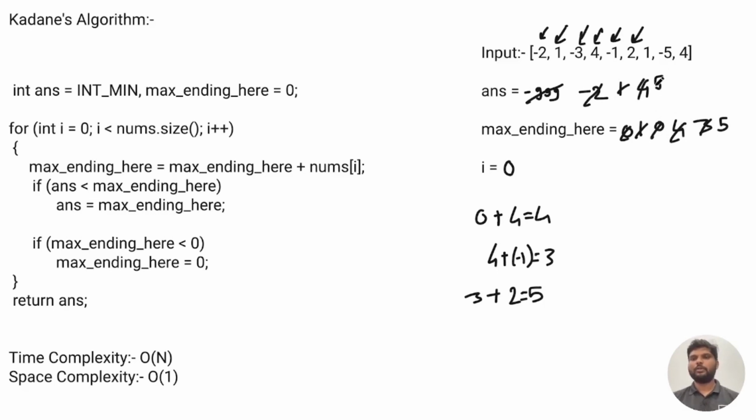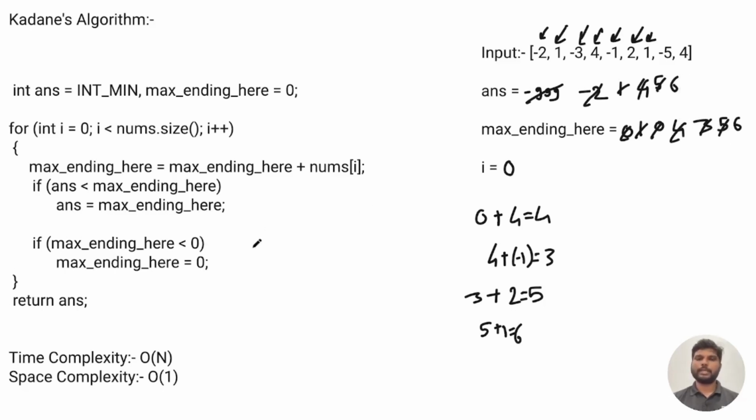So we assign 5 to the answer. Then we check if max ending here is less than 0. Well, that's not the case, right? Then we go to the next iteration and we start considering this one. Okay, so max ending here becomes 5 plus 1, which is equal to 6. So we assign 6 to the max ending here. We check if answer is less than max ending here. That's the case, right? So we assign 6 to the answer as well.